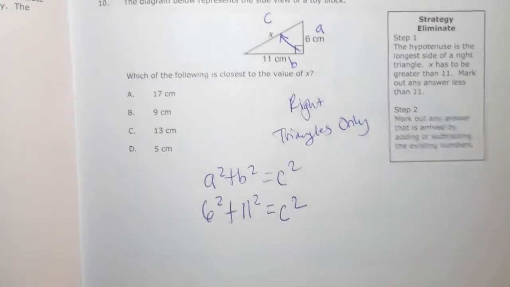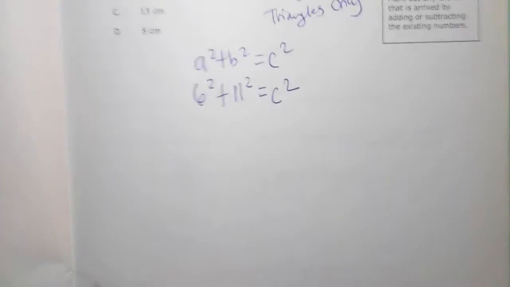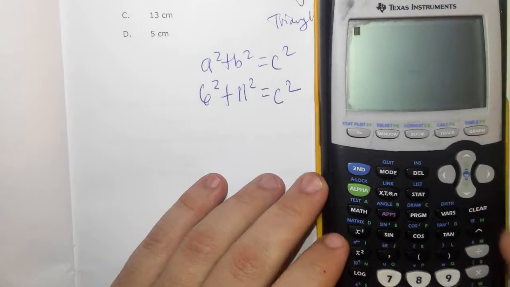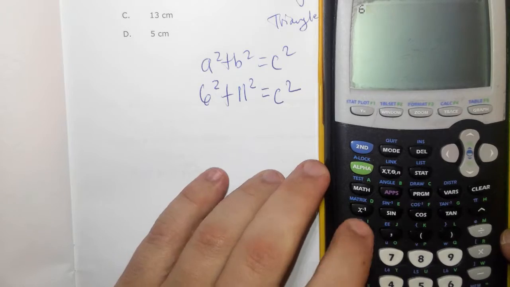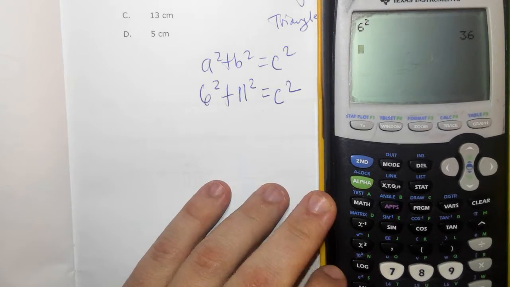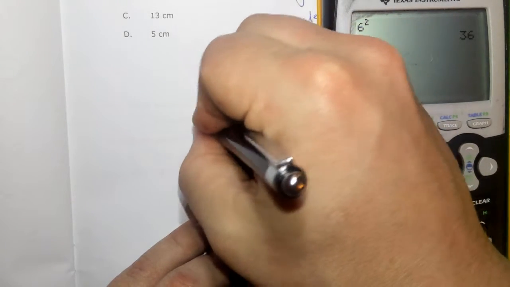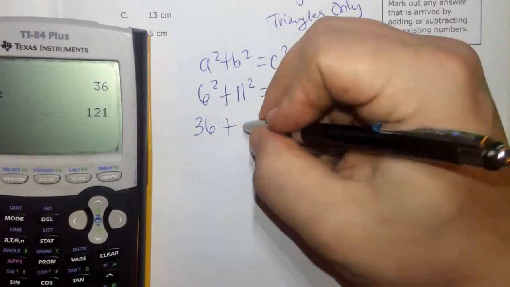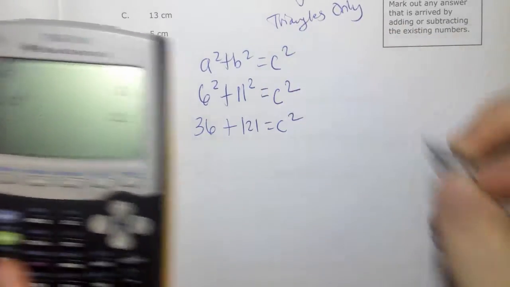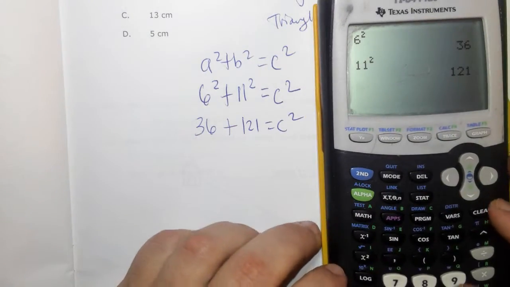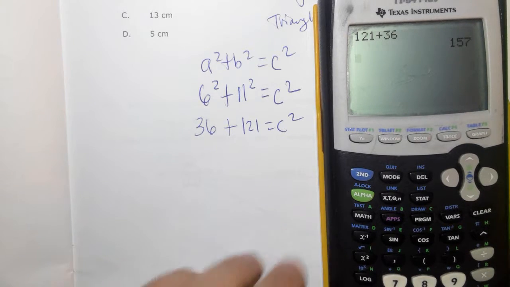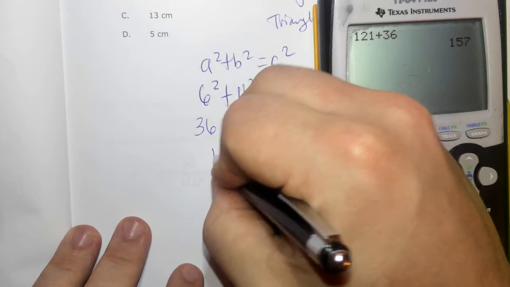In my calculator I can type this in. Very, very simple. So I have 6, and then I can hit x² for squared. So it gives me 36. And then I can hit 11 squared. That gives me 121. Now I can do 121 plus 36. So it gives me 157.